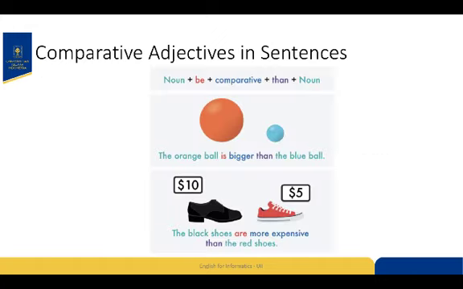Okay, let me give you a picture to clarify my explanation. So here we have: the orange ball is bigger than the blue ball. The orange ball is the noun. Is is the modal be. Bigger is the comparative. Than, and the blue ball is the second noun. Another example here: the black shoes are more expensive than the red shoes.